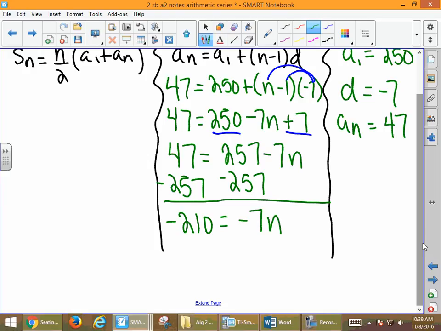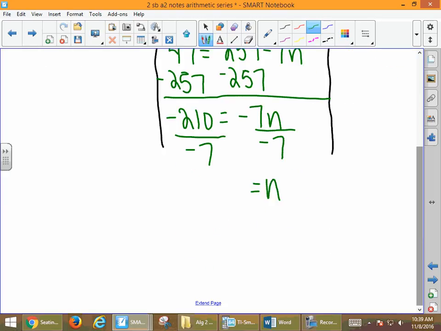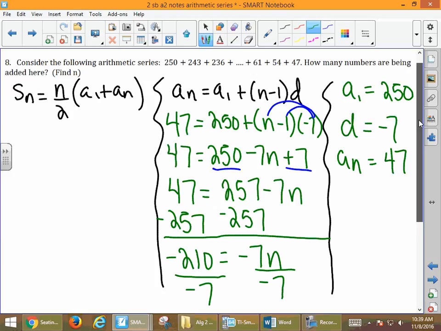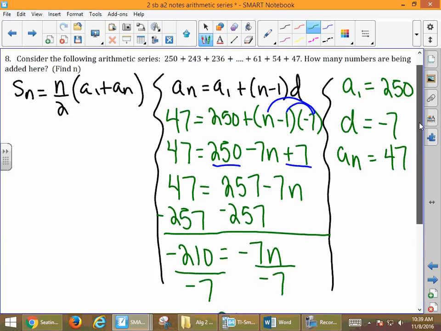And the question, remember, is how many numbers are being added here? Well, when we divide by negative 7, we get n equals 30, which tells us how many answers are being added here. The question isn't asking what is the sum. It just was how many. We don't need to use that first column in this particular case.